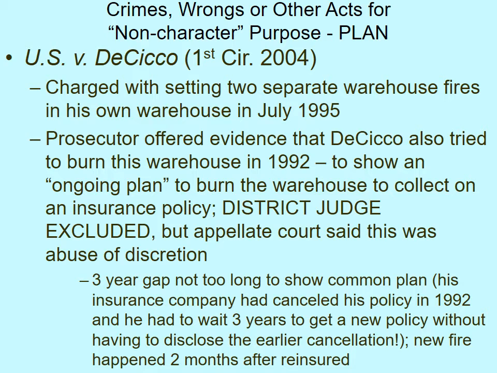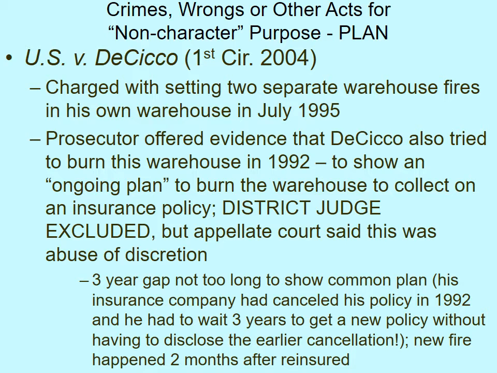Now, the district judge in the case actually excluded the evidence, saying, no, this doesn't rise to the level of being a common plan. But actually here the First Circuit said this was an abuse of discretion and that the evidence should have been admitted here. So first the court said, look, 3 years isn't that long a time ago, plus it's the same warehouse and the same behavior. But the real kicker here was the fact that DeCicco's insurance company had actually canceled his insurance policy in 1992 after this suspicious earlier fire happened.